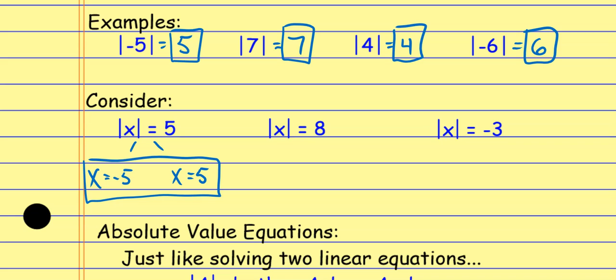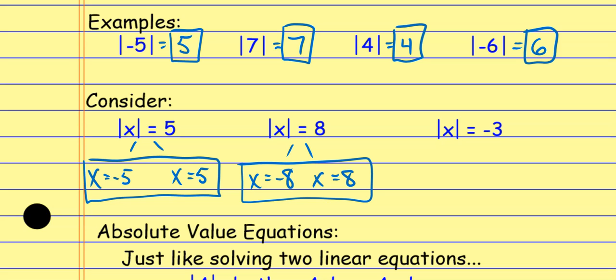Likewise, if I look at this one, it says, hey, the distance, the absolute value is 8. So which two values have a distance of 8? Well, on the left side, -8 is 8 units away. And on the right side, +8 is 8 units away. So those are the two answers, okay? X could be a -8 or a +8. They're both 8 units from 0. They both have the same distance from 0.